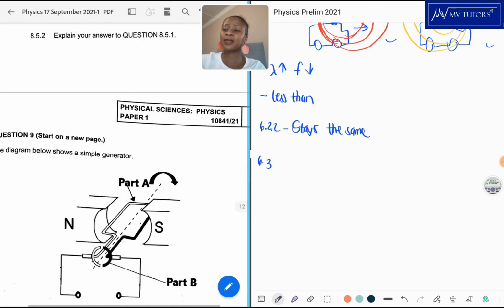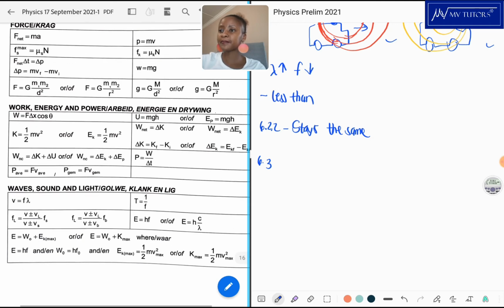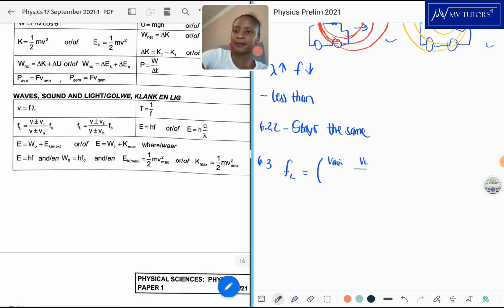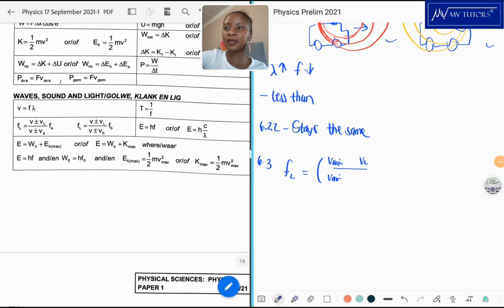Let's have a look at the Doppler effect equation. Okay, so we have the frequency of the listener, which are the learners. Then you have the speed of air, then the speed of the listeners, again the speed of air, and the speed of the source, which is the fire engine. You realize I haven't actually put the signs yet. And then we have the frequency of the source.